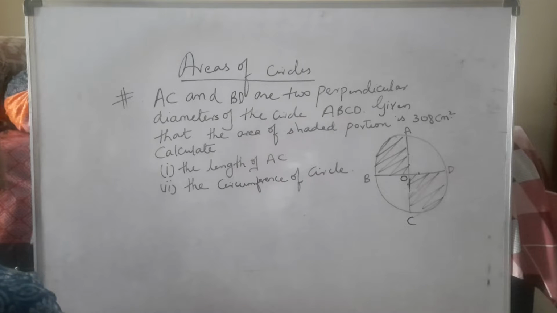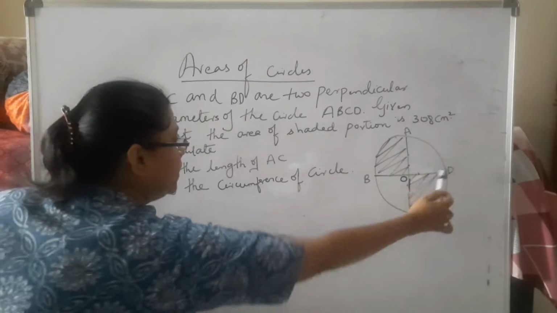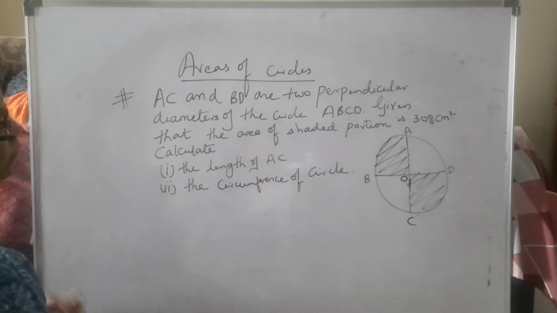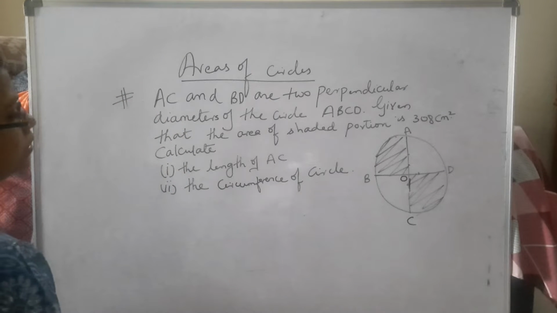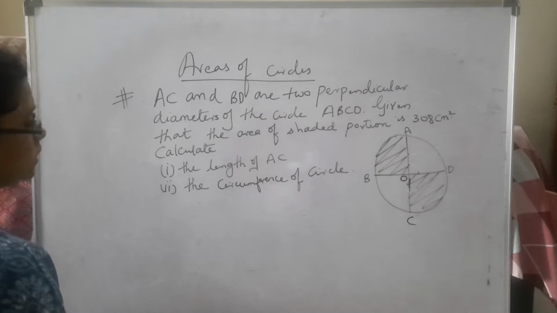So this is the chapter called Areas of Circles, and it's a chapter from class 9th ICSE. I found it interesting and I wanted to share it with you guys. The problem says AC and BD are the perpendicular diameters of the circle ABCD. So this is my circle ABCD. AC and BD are the diameters which are perpendicular to each other. Given that the area of the shaded portion is 308. So this and this are shaded. Together the area of the shaded portions is 308. We need to calculate the length of AC and also the circumference of the circle.